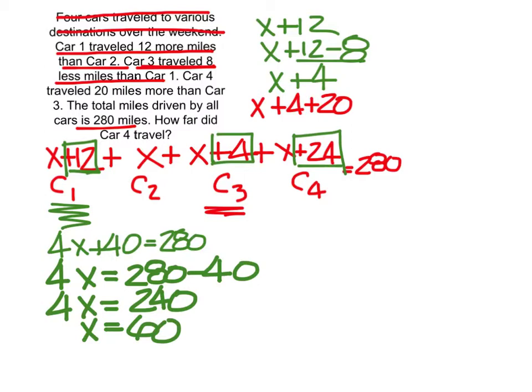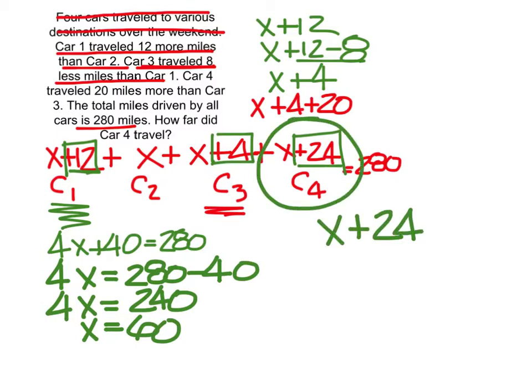2. We're looking for which car though? We're looking for 4. Car 4, remember, has x plus 24. So if I put 60 in here, how many miles did it drive? 84 is right.